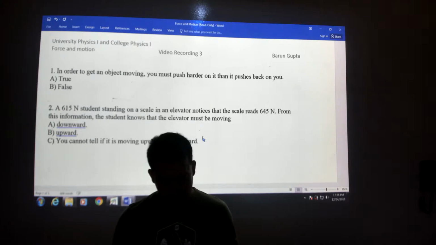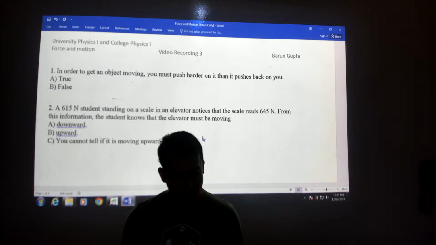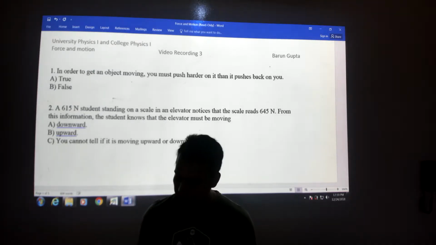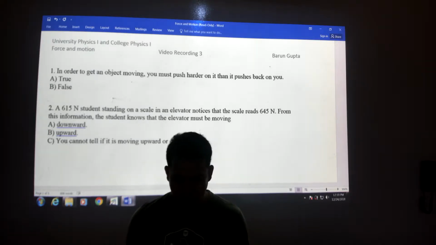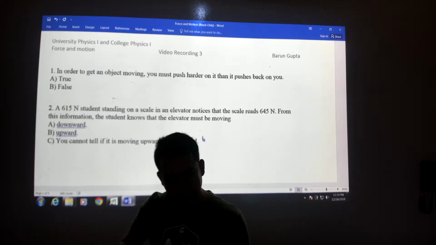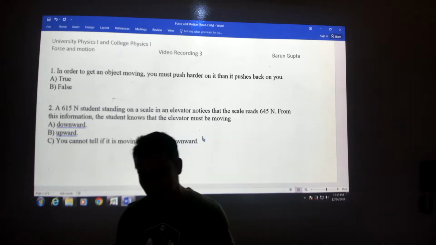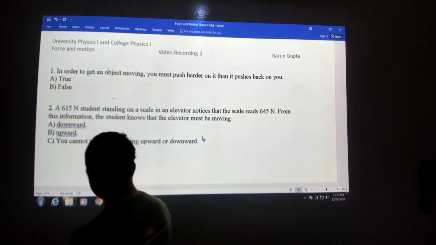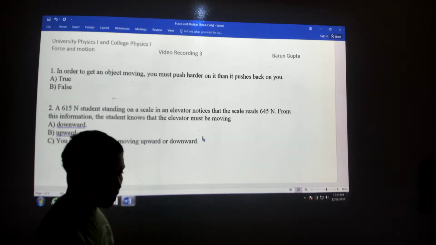if you have an object and you want this object to move, you must push harder onto it than it pushes back to you. Is it true or false? It's false. Why? Because if you push something with some force, it will push back at you with the same force. It's from Newton's third law of motion. The action and reaction forces are always equal and opposite.